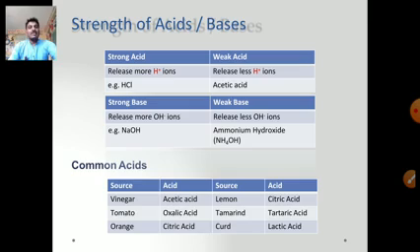What are the common acids? For example, the sources: first one is vinegar, second one is tomato, third one is orange. What are the acids? In vinegar, acetic acid; the next ones are oxalic acid and citric acid. And the next ones are lemon, tamarind and curd. The acids are present in these. Lemon has citric acid, tamarind has tartaric acid, and curd has lactic acid.